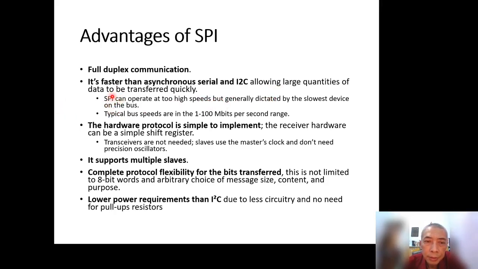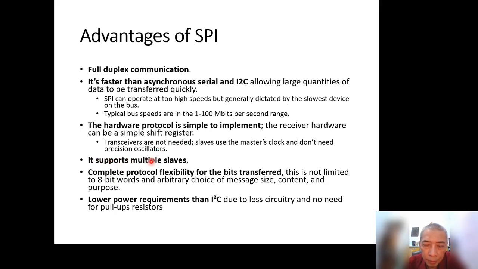SPI can operate at high speed, but it is generally dictated by the slowest device on the bus. So this is not an advantage but a disadvantage, just like I2C. Typically the speed is in the 1 to 100 megabits per second range. Third, the hardware protocol is simple to implement. The receiver hardware can be a simple shift register. Transceivers are not needed. The slave uses the master clock and doesn't need precision oscillators.